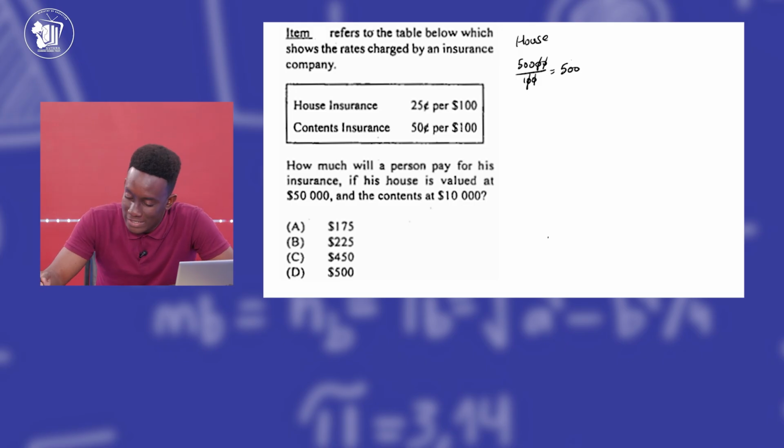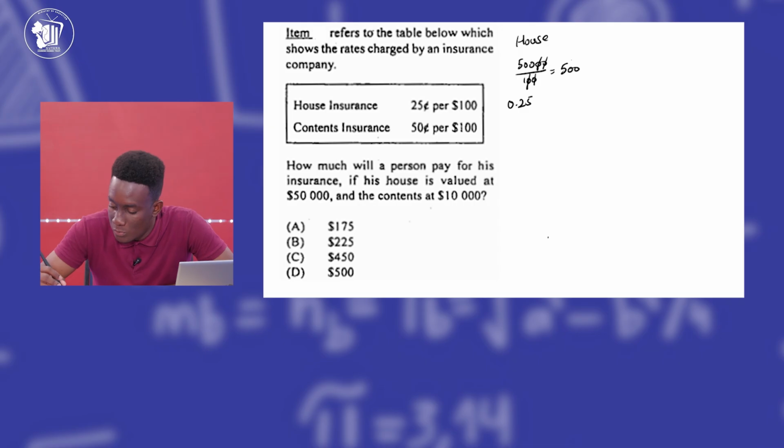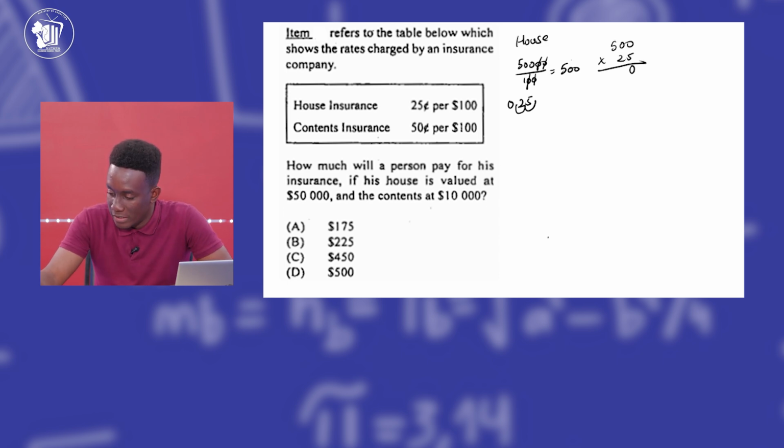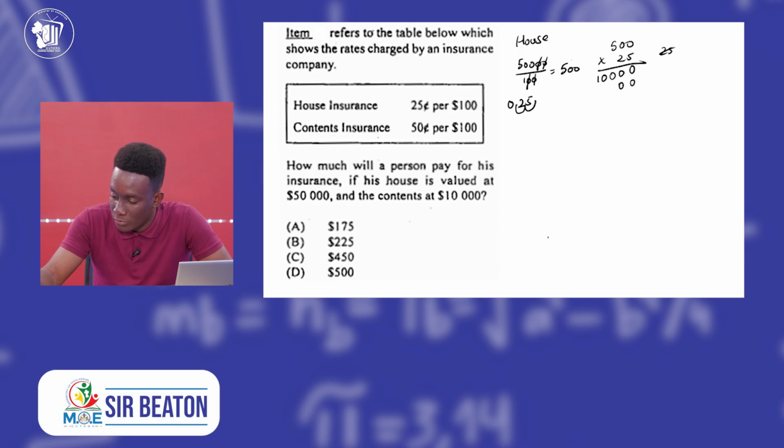So we need to multiply this now by how much you charge per every 100. So it's 25 cents. So we know 25 cents is the same as 0.25. So if to multiply this, we just move this to the end. So we'll have 500 multiplied by 25. So we put a 0 on the 5 and multiply. 2 times 0 is 0, 2 times 0 is 0, 2 times 5 is 10. So 5 times 0 is 0, 5 times 0 is 0, 5 times 5 would be 25, and we put the whole 25 in here.